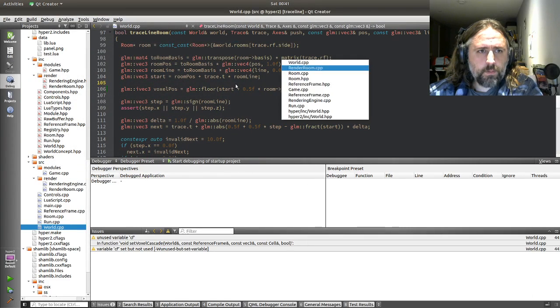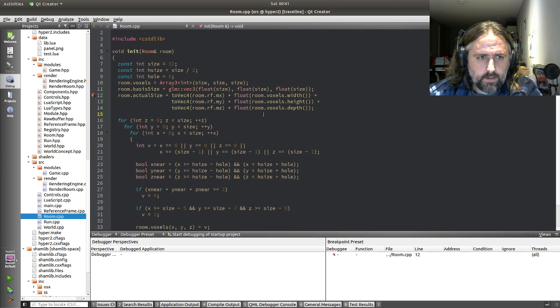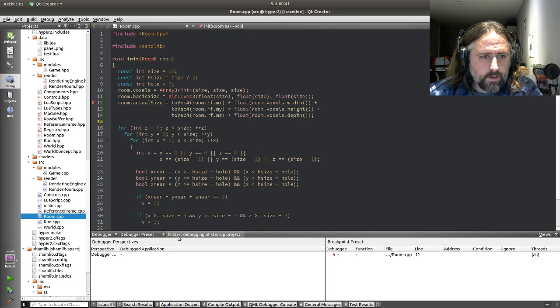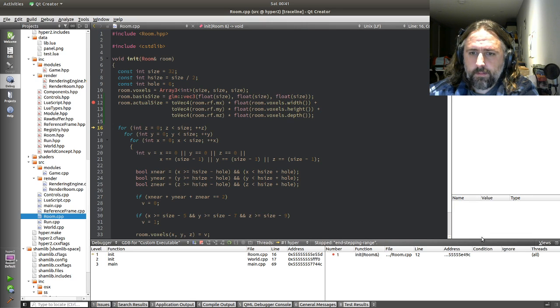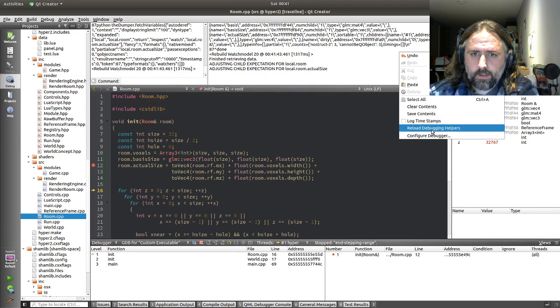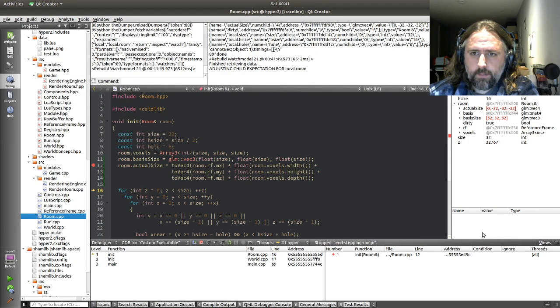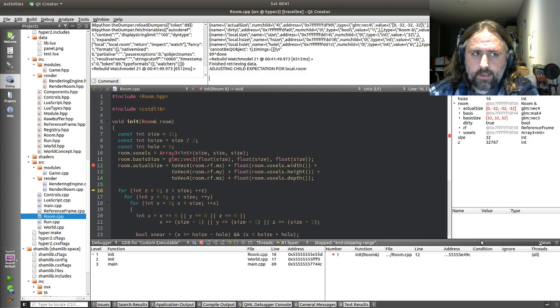So let's go back to the room. Let's check what actual sizes we get in the debugger, which is still kicking them out here. Okay. Actual size is, do you have to reload the debugging helper literally every time you start debugging? Because that seems like that seems bad.